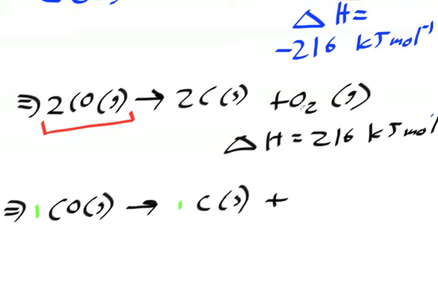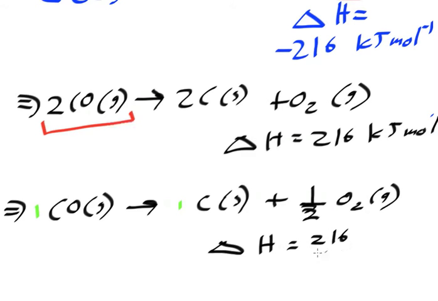And then my O2, well, 1 divided by 2 is 1 split into 2 bits, so I just get a half. 1 over 2, O2 is a gas. And if I do all of that, then I also need to divide my 216 by 2. 216 divided by 2 kilojoules per mole.